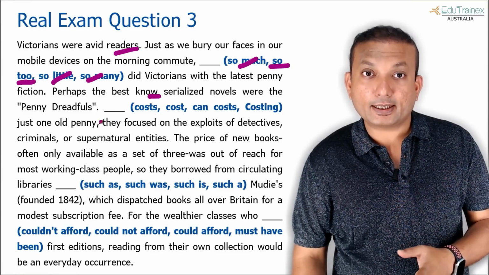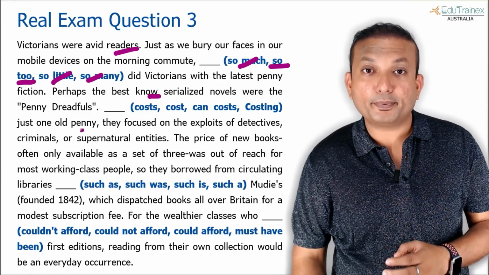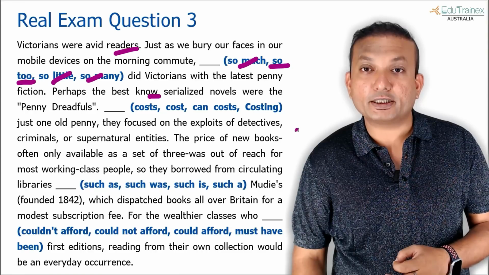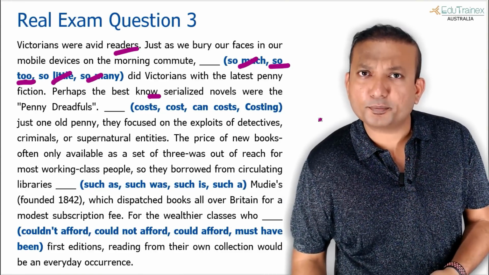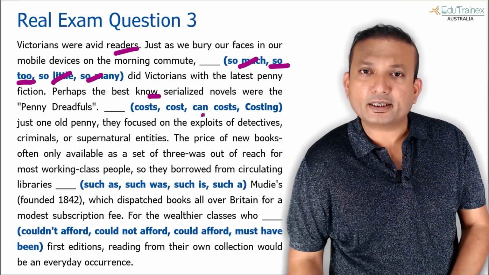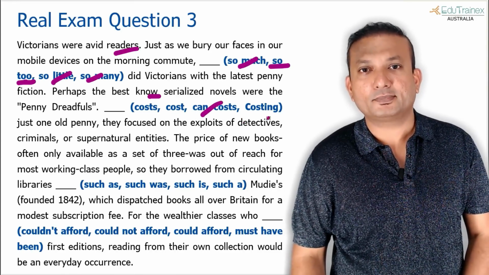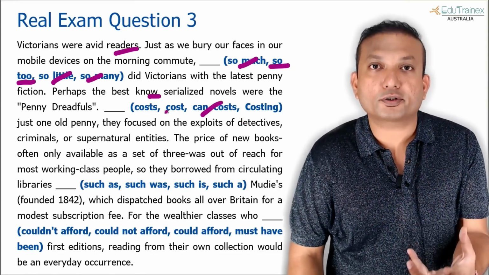Next sentence. Dash just one old penny. They focused on the exploits of detectives. How do you start a sentence? Cost just one money? Can cost? Definitely we can't start a sentence like this. Cost, what cost? It costs.